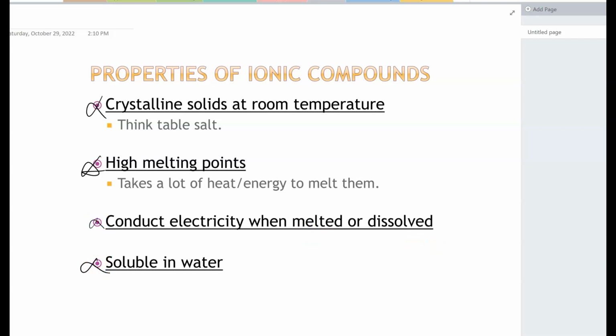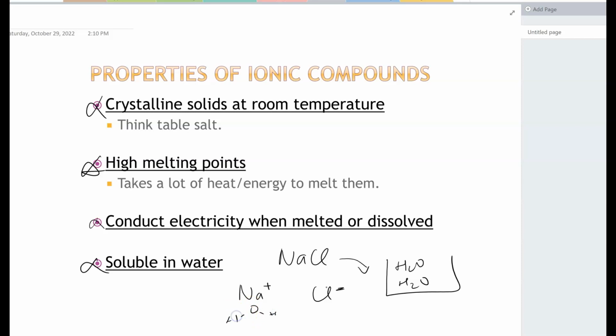So when you add sodium chloride into a container of water, so here are your water molecules, sodium chloride dissolves, so that means the chloride and the sodium, the positive and the negative, separate from each other, and then the water molecules surround it. That's solubility. So once it dissolves, then it can conduct electricity. So it has to be melted or dissolved.